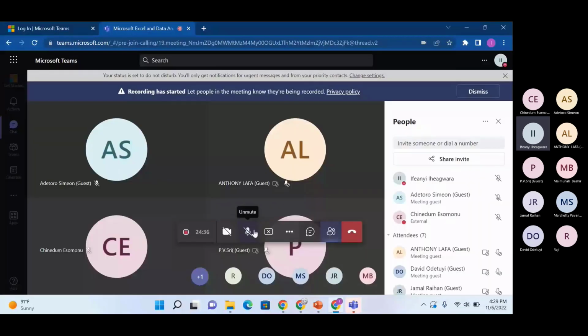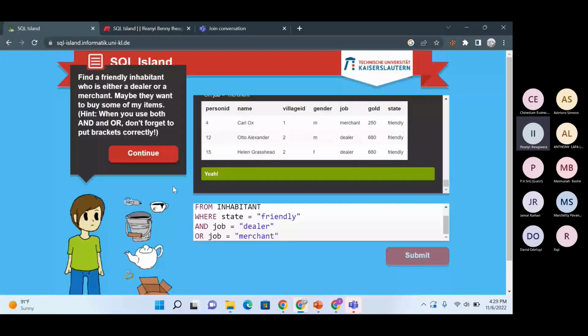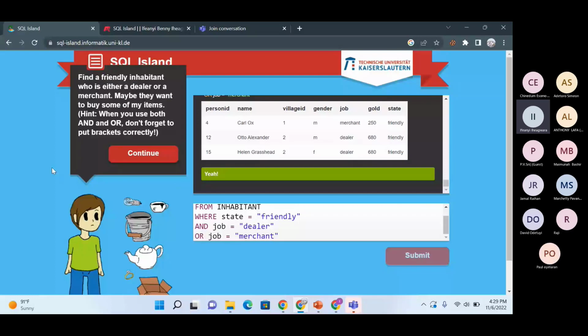Okay, so we're trying to get a list of all inhabitants of these islands that are either dealers or merchants, and the person should also be friendly, since we only want those that are friendly to do business with. So we got that. Like I mentioned, when we use a bracket, we could put the brackets here. If, for example, we started with the job search before the state, we might have to have kept a bracket to make sure it knows that the or should affect only the jobs, these two jobs. So I press continue.